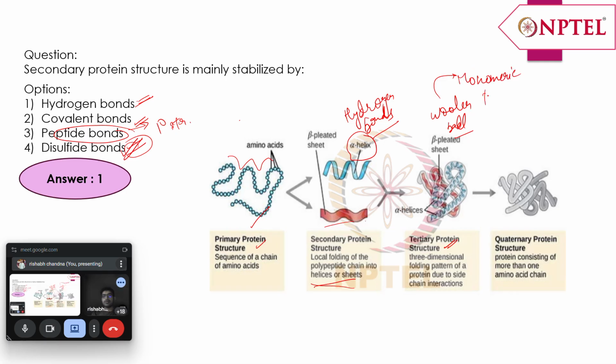That means the proteins that do not have multiple subunits. If there are multiple subunits, then they form the quaternary structure of the protein, that has more than one polypeptide of amino acids. That forms a quaternary structure. Okay, so any doubts in this question?